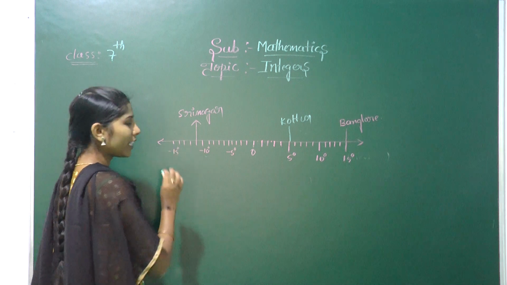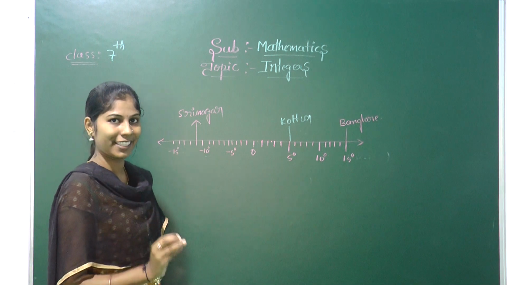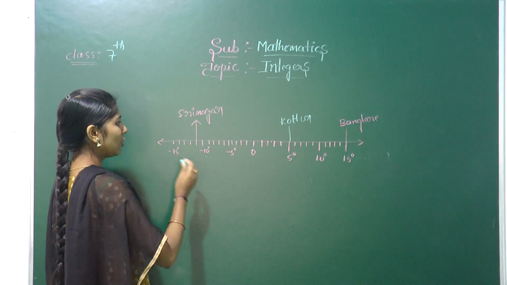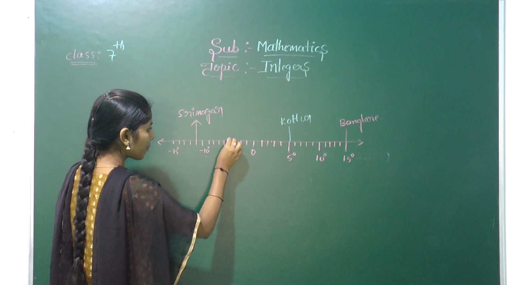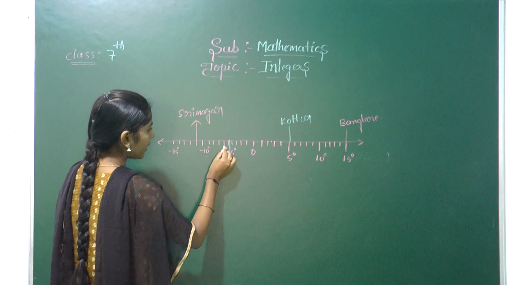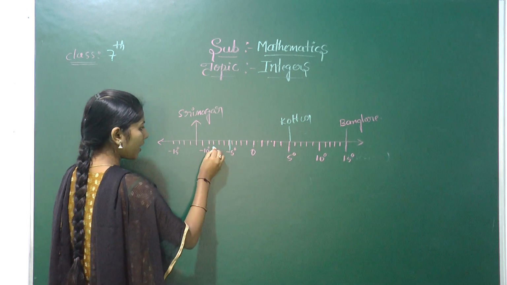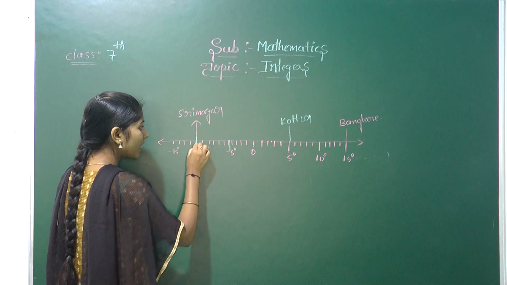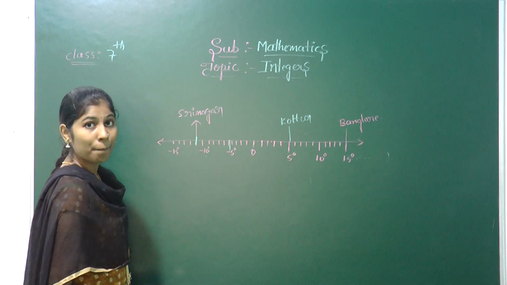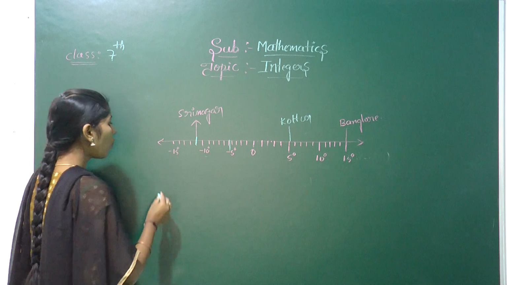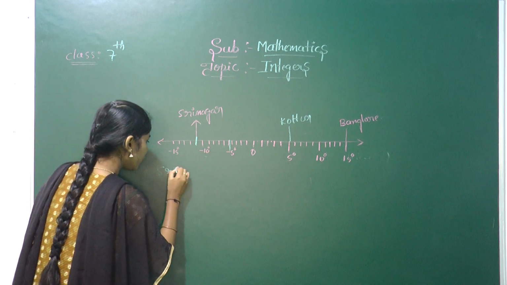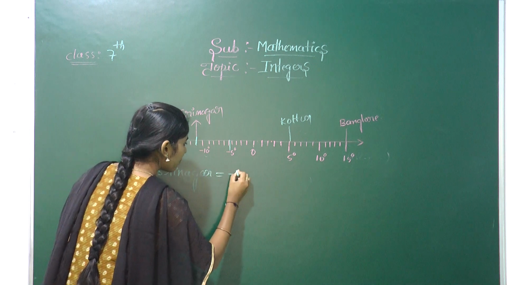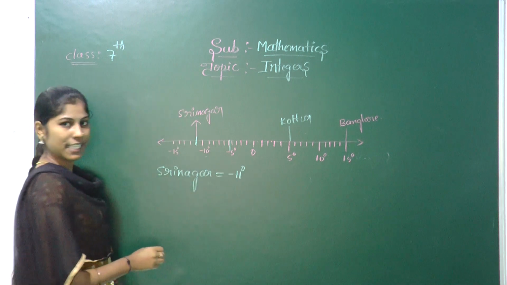So what is the temperature of Srinagar here? It goes below 0 degree Celsius, right? So minus 5 is here, then minus 6, minus 7, minus 8, minus 9, minus 10. What is this? This is minus 11. So what is the temperature of Srinagar? The Srinagar temperature is minus 11 degree Celsius.